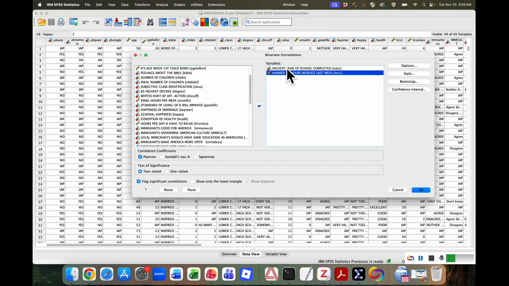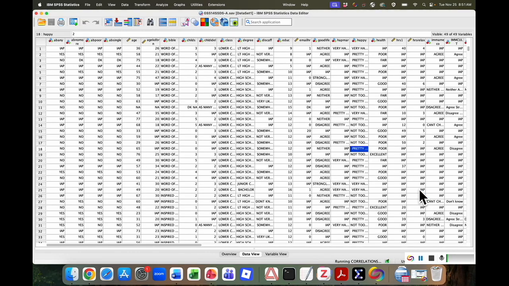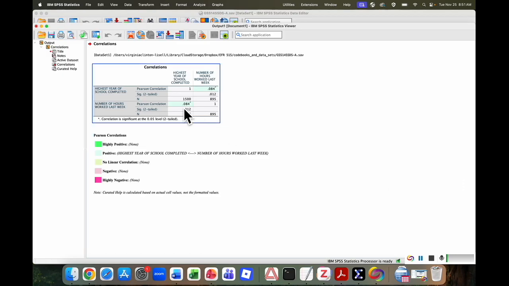When we put those two in together, we don't need to worry about clicking on anything. The defaults will give us the output we want. All right, we see that there is a very weak but positive covariation. This means that as the number of years of school completed increases, there is a very slight increase in the number of hours worked last week.